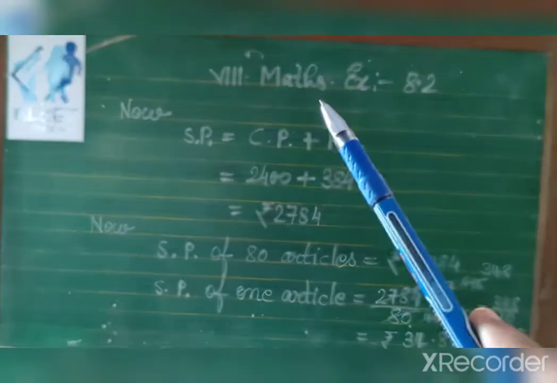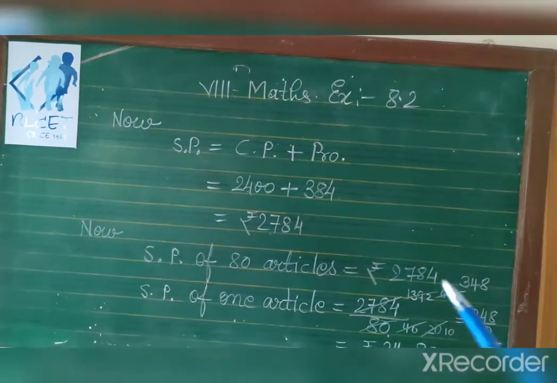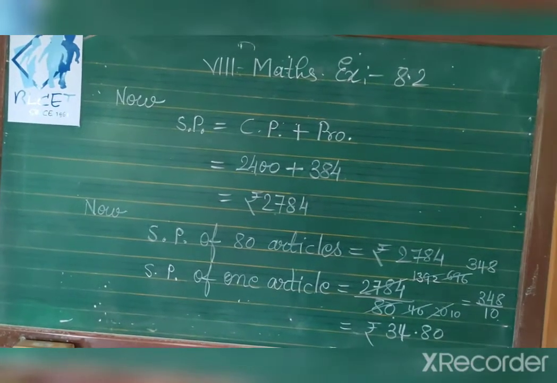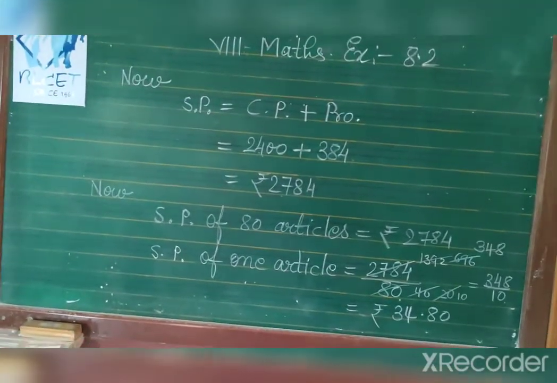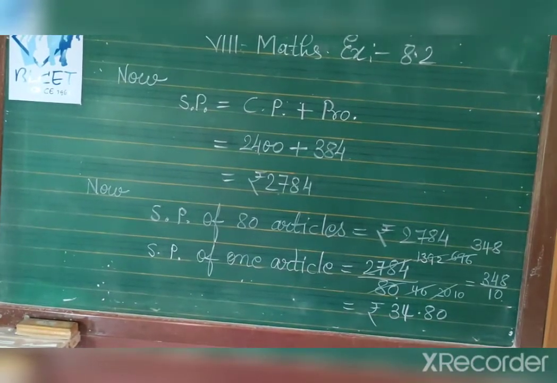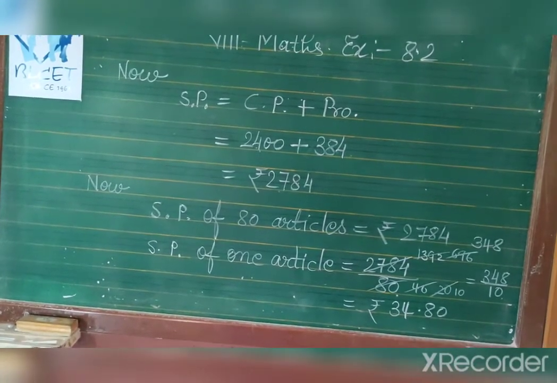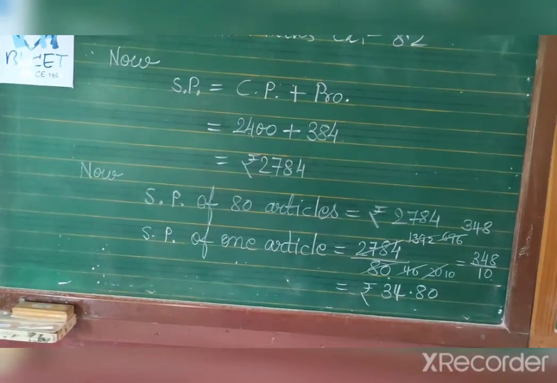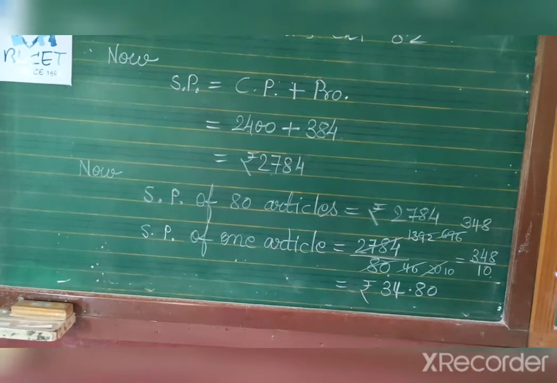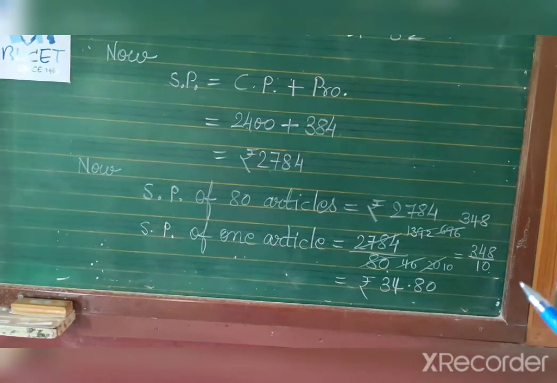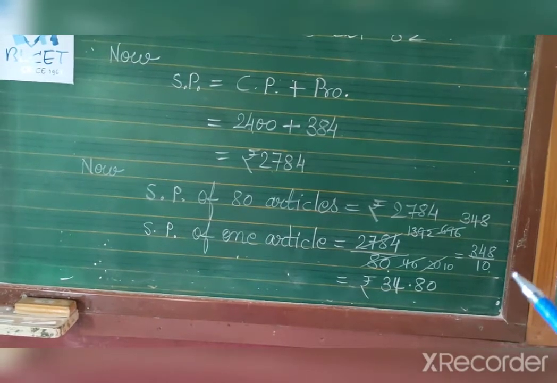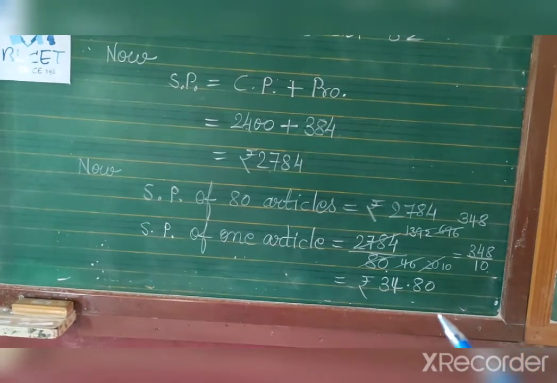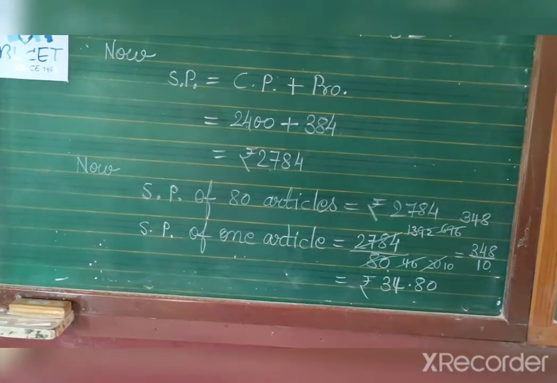Okay. So SP is equal to CP plus profits. CP is 2,400 and profit 384, total 2,784. So SP of 80 articles is equal to rupees 2,784. SP of one article is equal to 2,784 divided by 80. Divide by 2. At the end you will get 348 upon 10. So in the denominator we see a multiple of 10. So before one digit we will put 0. So price of one article is 34 rupees 80 paisa. Okay.